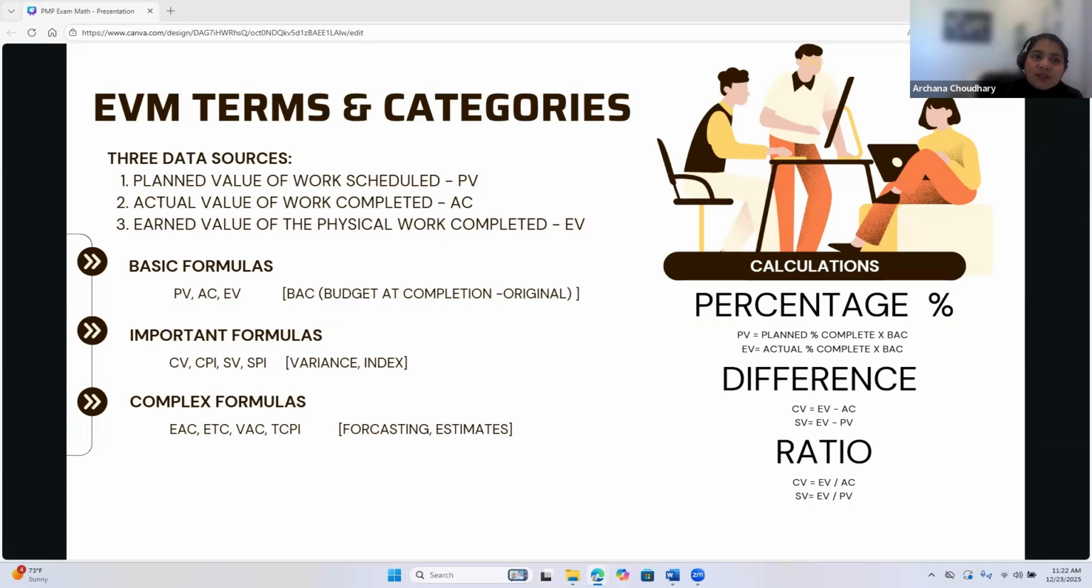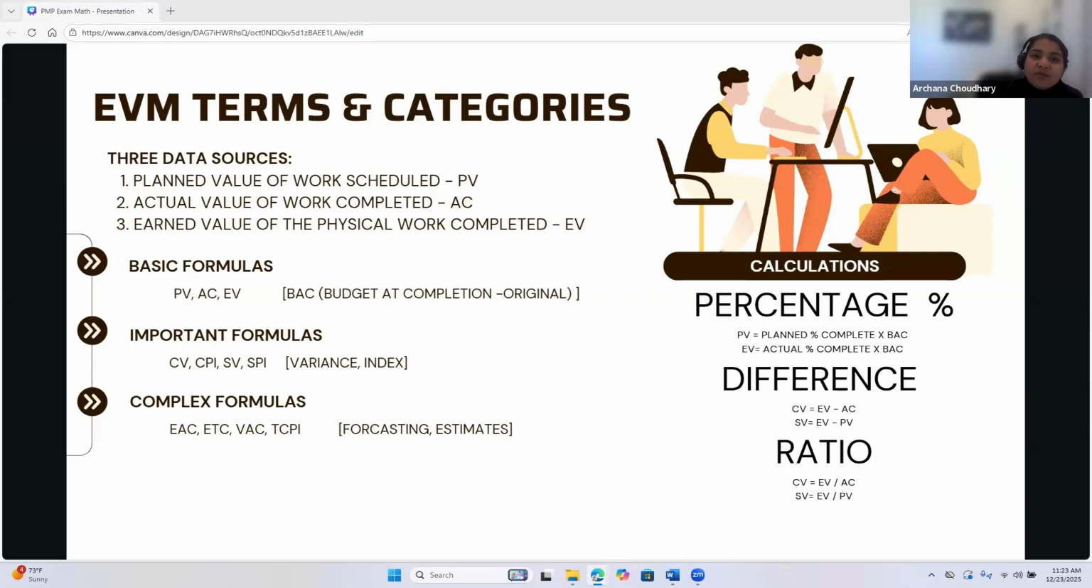Now, actual cost is the actual money spent on the work performed so far. The differences and ratios between these values give us insight into project performance, like cost variance, schedule variance, and cost performance index, CPI. If CPI is greater than 1, this means that there is cost efficiency. Less than 1 means cost overrun. For schedule performance index, SPI greater than 1 means ahead of schedule. Less than 1 means delay in schedule.